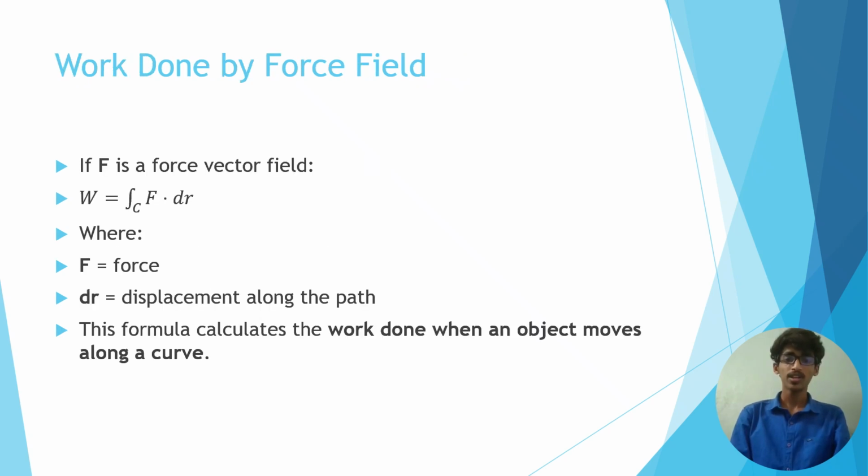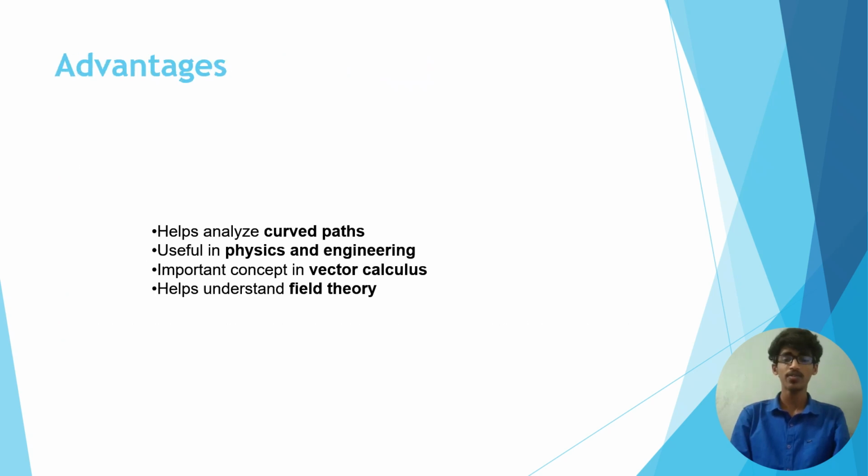Before going to the advantages, let's know what is the work done by a force field. If F is a force vector field, W equals the integral of F dot dr, where F equals force and dr equals displacement along the path. This formula calculates the work done when an object moves along the curve.